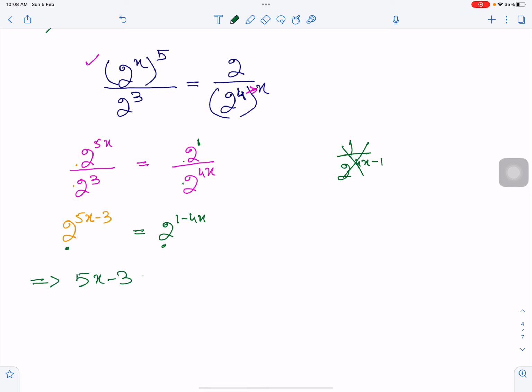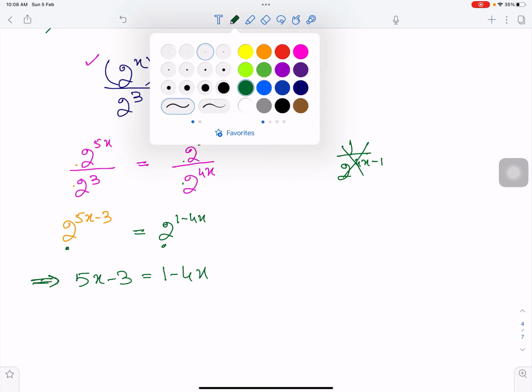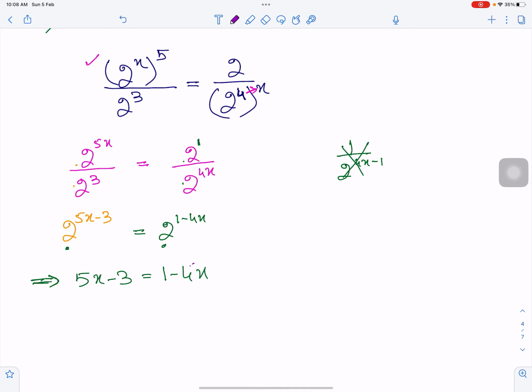5x minus 3 equals to 1 minus 4x. This symbol means implies, like from the above rule, we can get this idea because of the concept we know, right? So now solve it like an equation. Take 4x to this side and minus 3 to this side. 4x has sign minus. When it goes to the other side, it will become plus 4x. Now this 1 will remain here as it is. It has plus sign. Minus 3 when it goes to the other side will become plus 3.